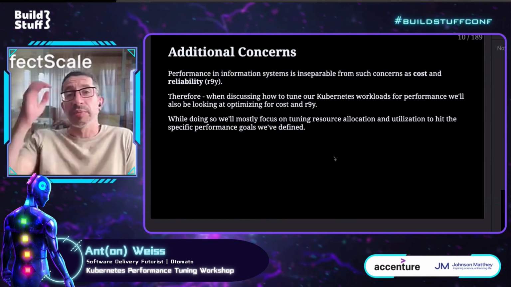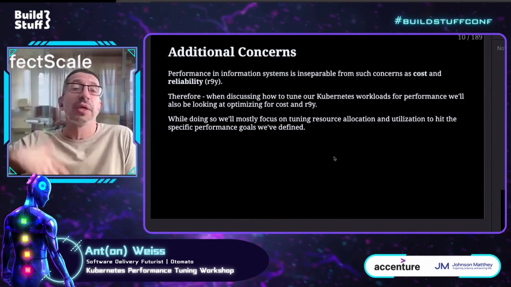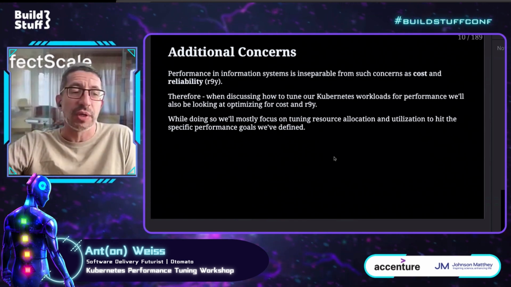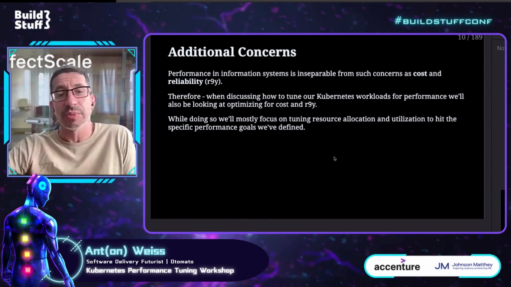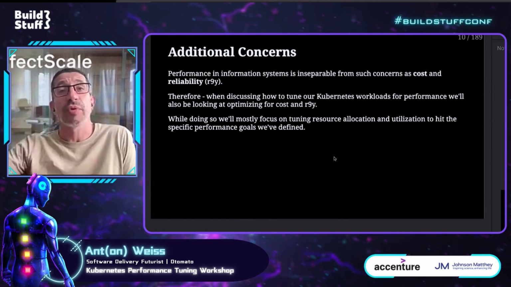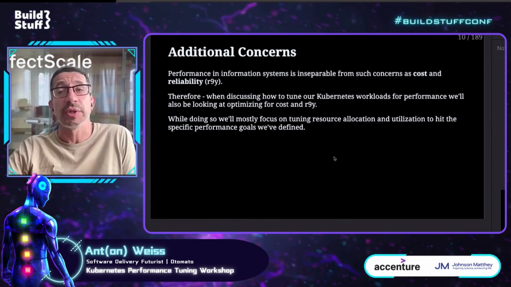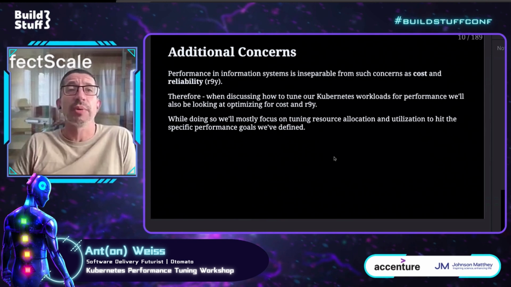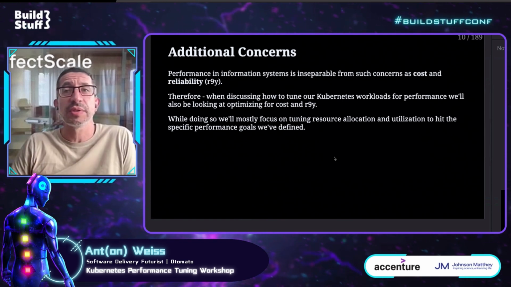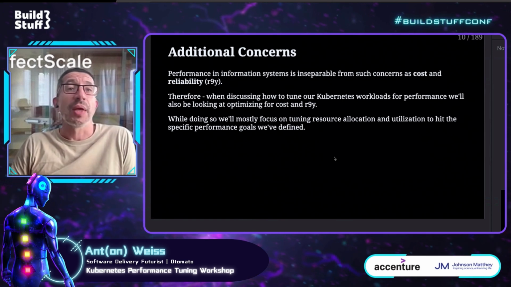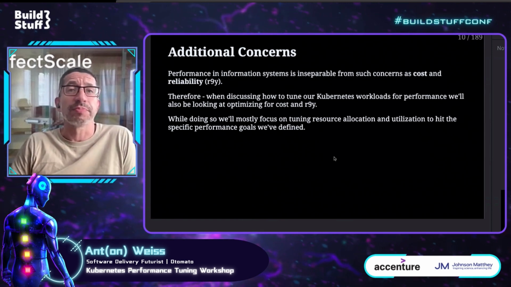a promise. Because many of the systems that we're looking at and we're trying to optimize, they are usually over-provisioned, which means we're paying for much more resources than we actually need, but they're still not reliable enough. Okay, so these concerns are all interconnected, and when we optimize, we need to look at them all.